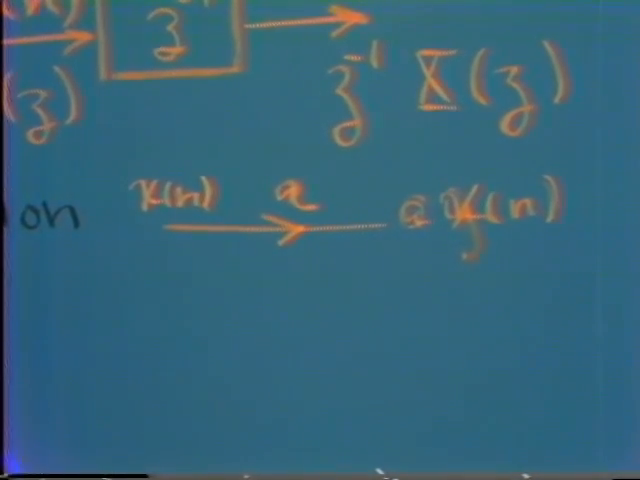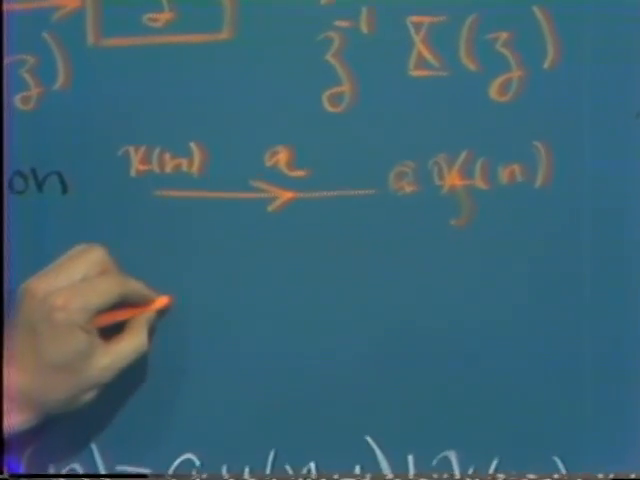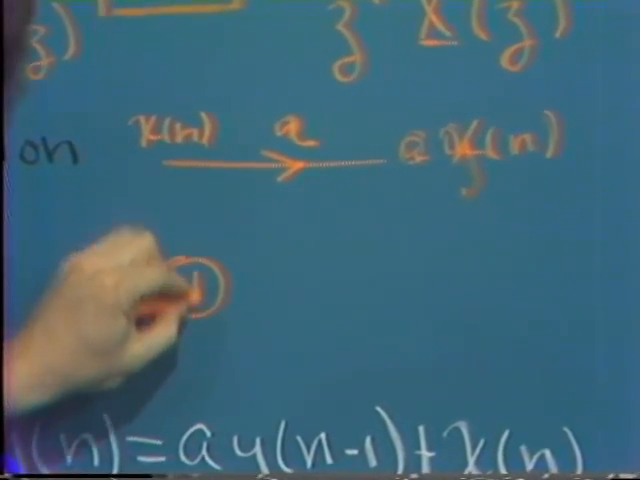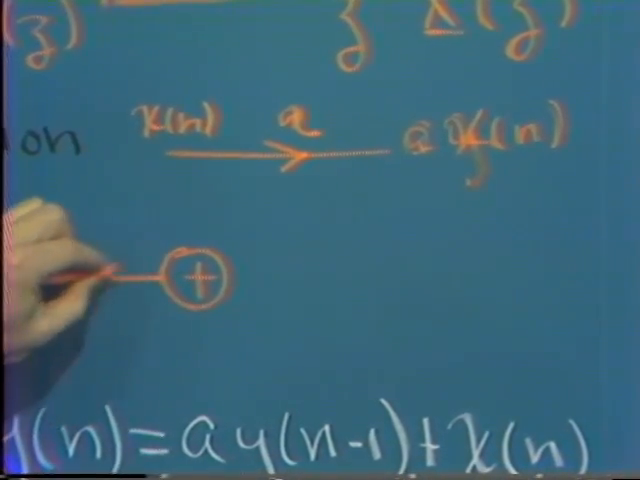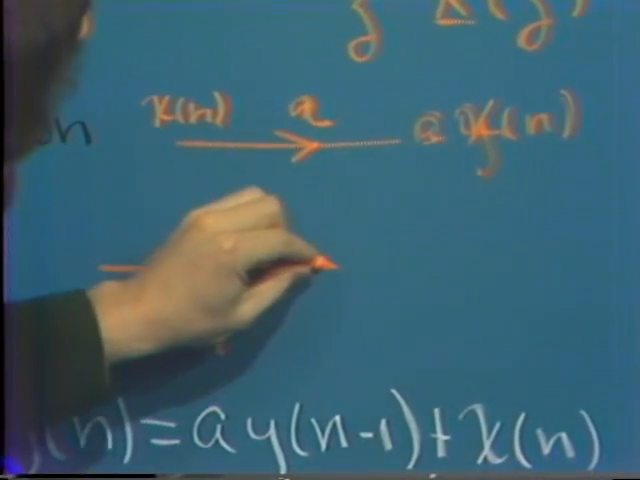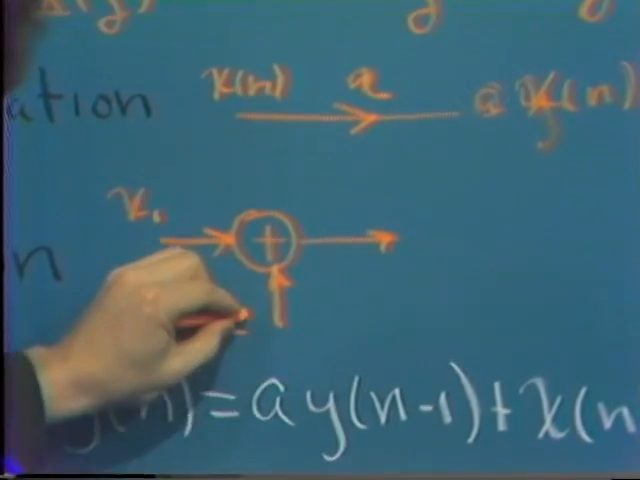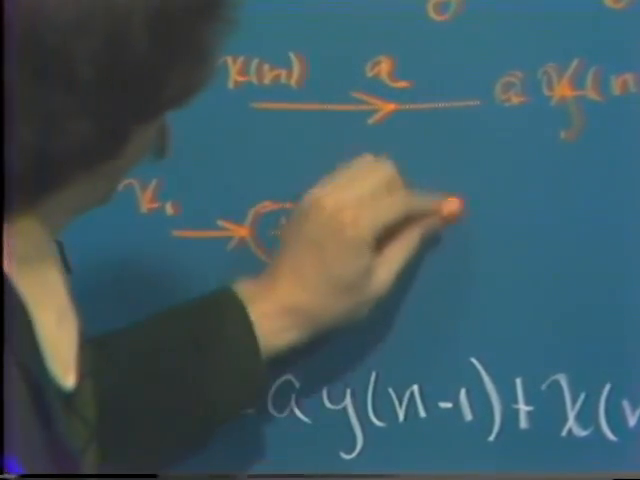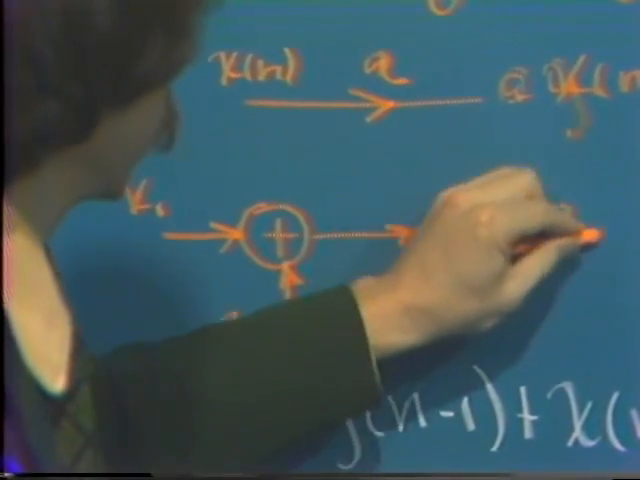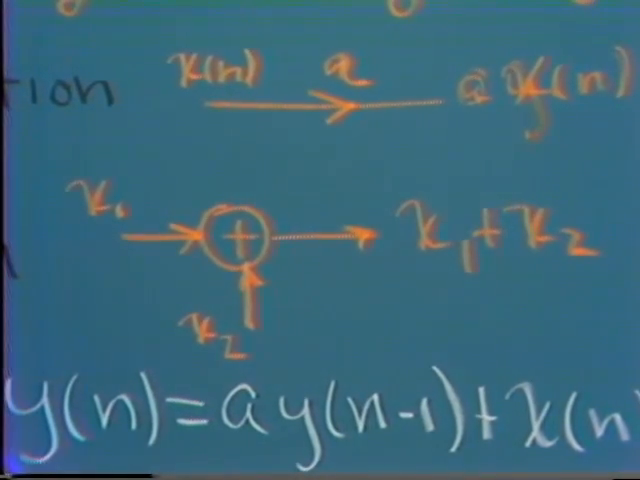And finally, the third element that we want is an element that will perform addition. And that element is denoted in block diagram notation as a summer with two inputs and a single output. The inputs, let's say x1 and x2, then the output would be x1 plus x2 of n or of z, depending on how we choose to describe the sequence.